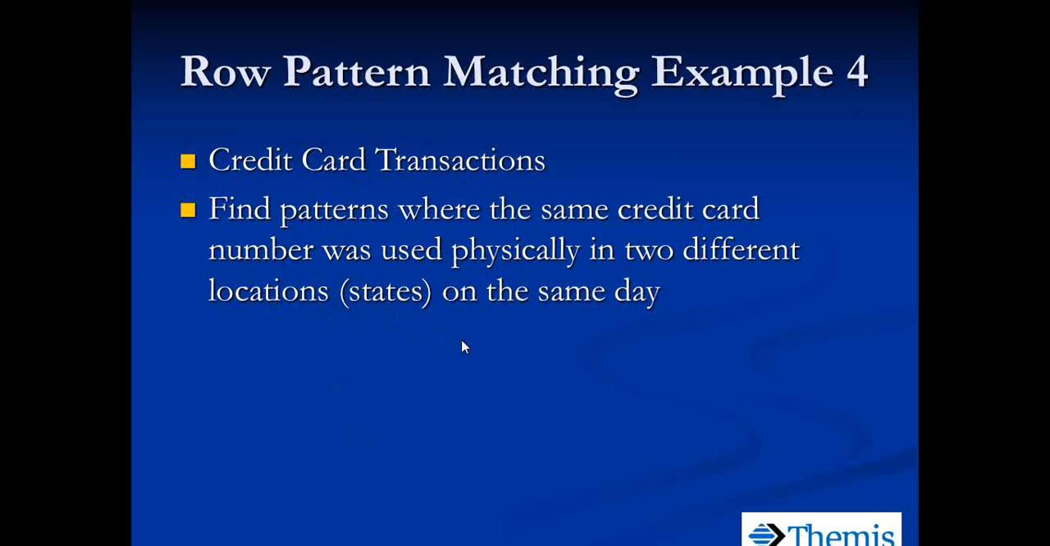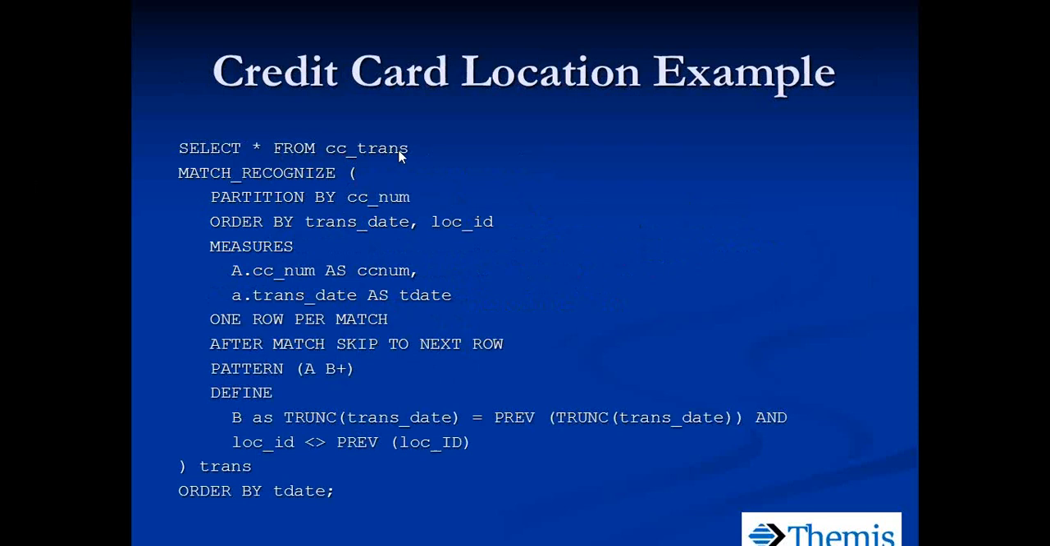Our table is called CC Trans for credit card transactions. We're going to do a partition this time by credit card number. So it's going to go out there for every distinct credit card number, create a different partition or a different group. And within that group for that card number, we're going to do a sort on transaction date and the location ID. Okay, what do we want to see in our output? I want to show the credit card number and the date. I want one row per match. After I get each match, what am I going to do? I'm just going to skip to the next row.